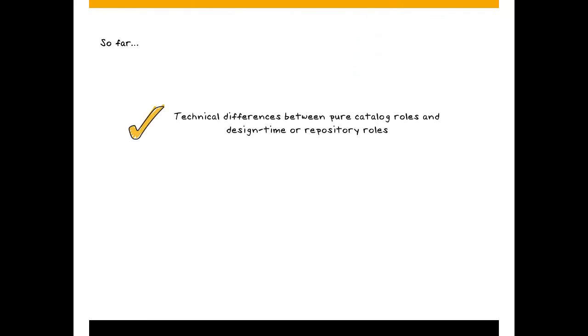So far, we've had a look at the basic technical differences between the two kinds of role possible in the SAP HANA database: SQL-based catalog roles and roles created as design time objects in the repository. We've also had a look at some of the main advantages of repository roles over catalog roles.